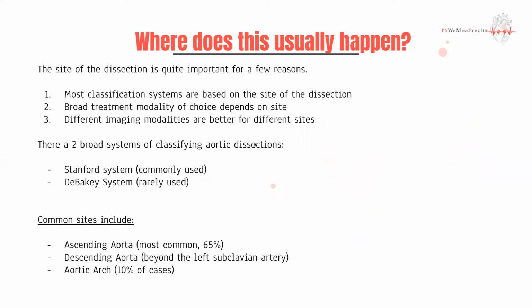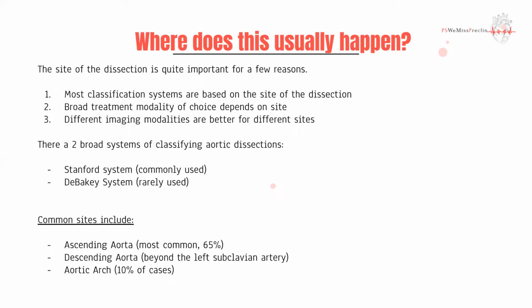So where does this usually happen? So obviously aortic dissections are going to happen in the aorta, but where exactly in the aorta are these dissections? And it's good to know about where the exact site is for a few broad reasons that I've mentioned here. The first one is that both of the main systems that we use to classify aortic dissections are based on the location of the dissection itself.